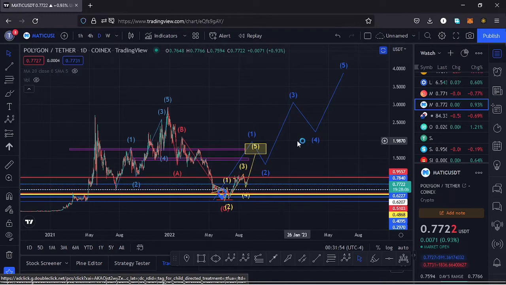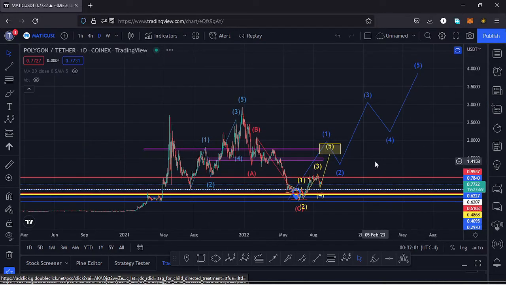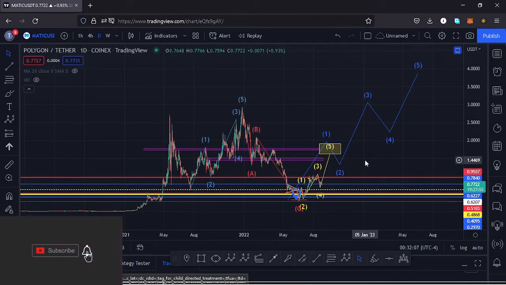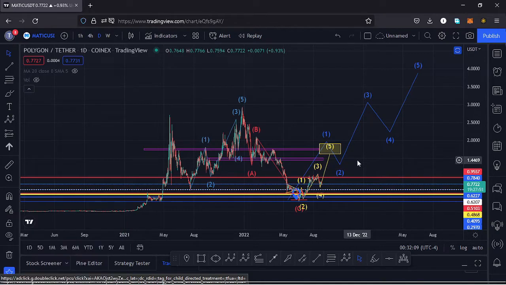I'll be giving you a price prediction update on Polygon Matic, whose current price stands at the $0.7722 mark, and here on TradingView the market is up by 0.93%. In this video I want to give the key scenarios that I expect to play out, basing my analysis on the Elliott waves and the Fibonacci's, and also the key areas of support and resistance. If you're interested in such content, make sure that you stick around till the end of the video.